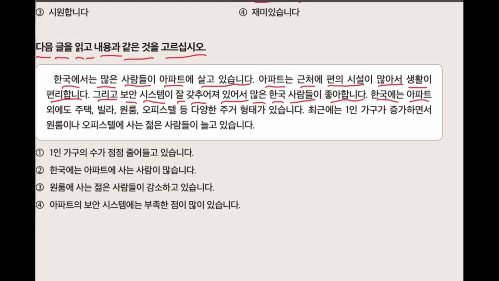한국에 in Korea, apartment other than. 단독주택 house, 빌라 villa, 원룸 one room, 오피스텔 officetel is office space 등 etc. 다양한 different kind 형태 is option 있습니다 there is. There are many options other than apartment like house, villa, one room and officetel.